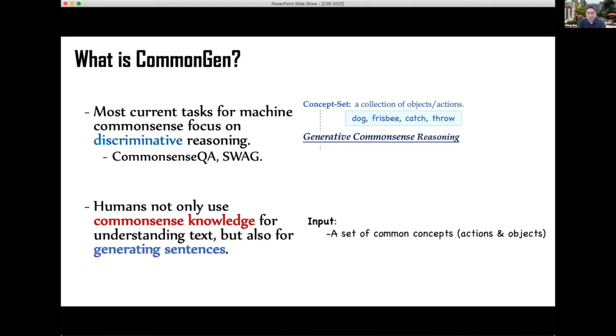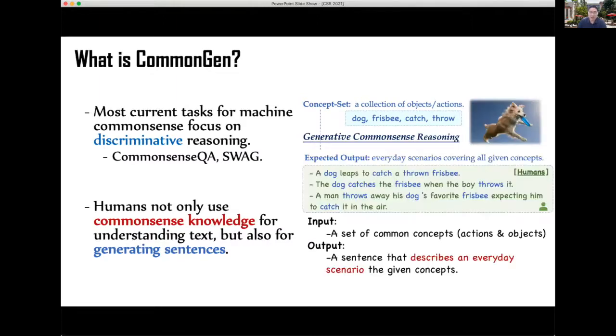And what we ask the system to do is to compose a sentence using all of these words, where the sentence is describing a plausible scene in your daily life, right? In this case, if I show you some of the sentences that we collected from the human annotators, there will be like, a dog leaps to catch a thrown frisbee. The dog catches the frisbee when the boy throws it. And a man throws away his dog's favorite frisbee, expecting him to catch it in the air. People can be very creative.